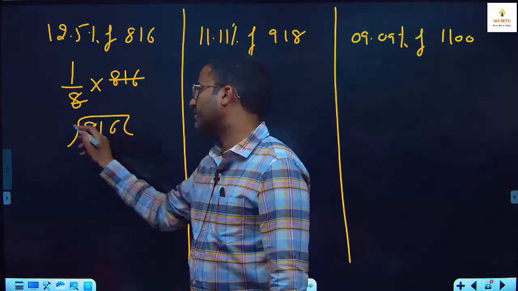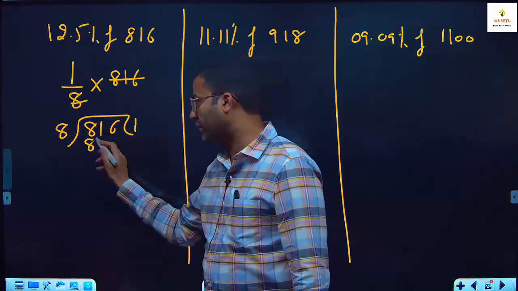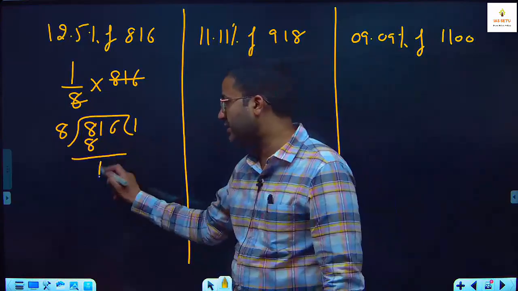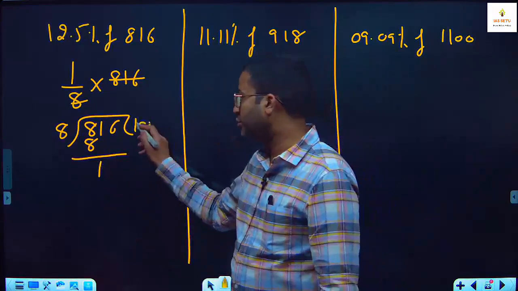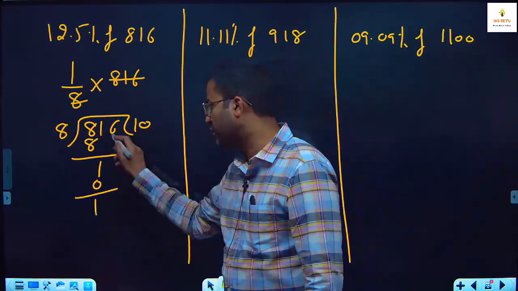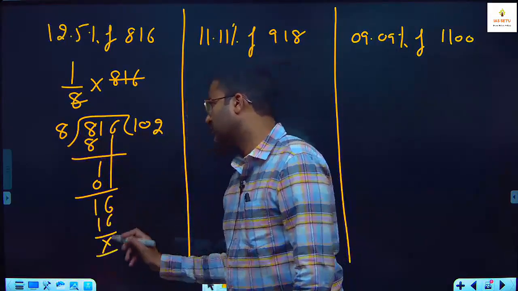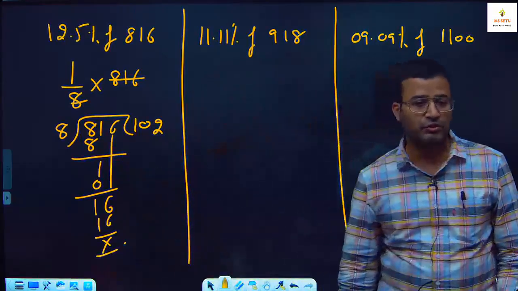I tell you the process. 816 when you divide by 8, 8 ones are 8. Okay, you can take only one digit at a time. यहाँ से एक ही डिजिट नीचे उतारेंगे. 0, 0, 1, then 6, 8 twos are 16. So correct answer is 102, not 12.